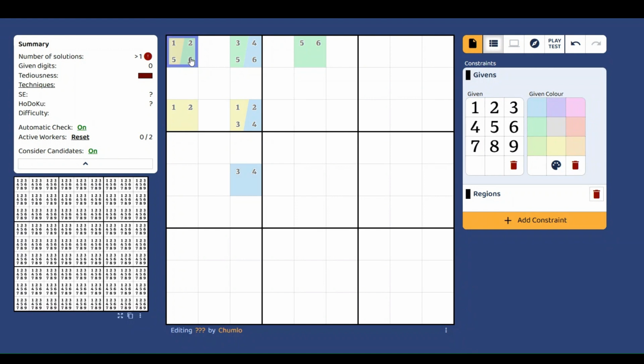Anyway, we have three AHS in this grid. We have a yellow one, which has our candidates 1 and 2 in these three positions in this top left box. We have our blue AHS, which has our candidates 3 and 4 in these three positions in column 3. And then finally, we have our green AHS, which has our candidates 5 and 6 in these three positions in row 1. You'll notice each of these AHS has two overlaps.